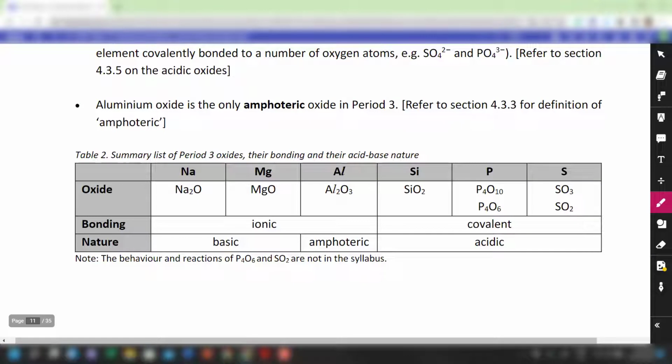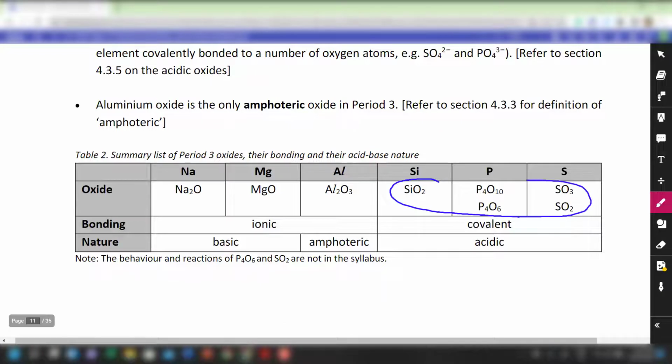You'll notice that the covalent character increases across the period from sodium all the way to sulfur. So silicon dioxide, phosphorus(III) and phosphorus(V) oxide, and sulfur dioxide and sulfur trioxide are all acidic oxides. Do take note that they are all covalent in nature. Sodium oxide and magnesium oxide, being ionic, tend to be basic.